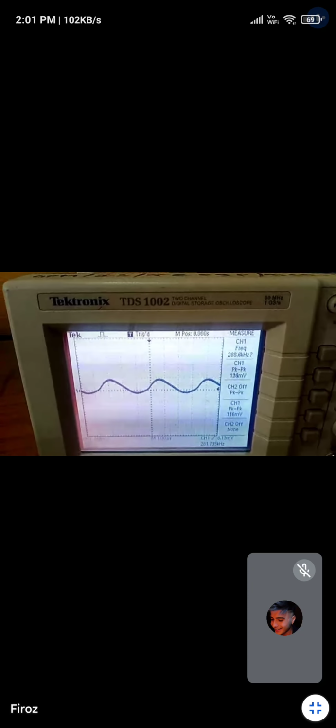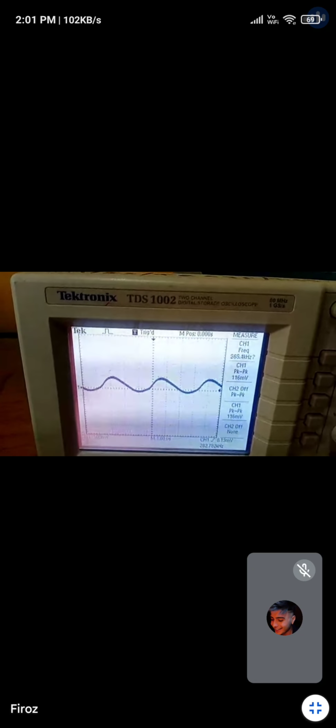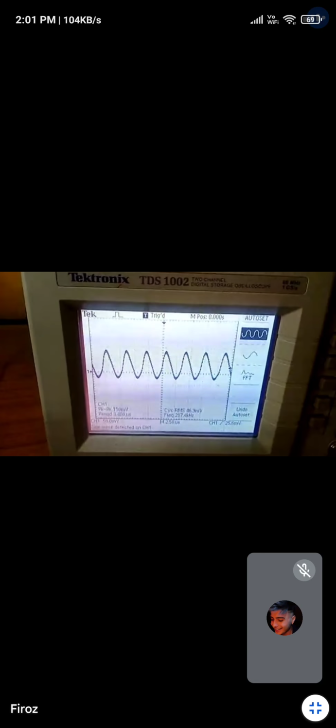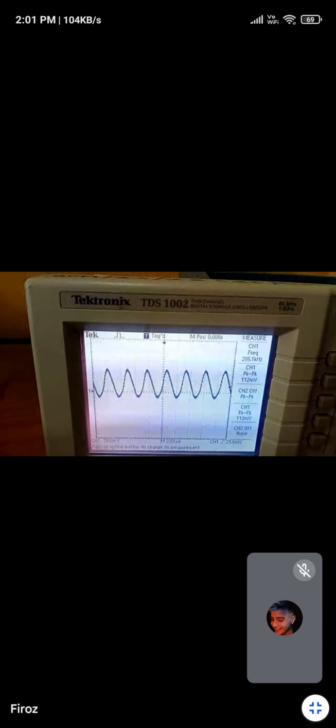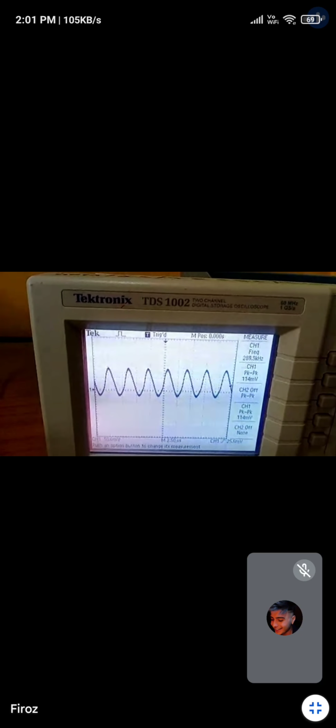You can observe the waveform here. It is again a sinusoidal waveform we are getting here, and the frequency here we are getting is 286 kilohertz. Previous frequency was 291. So here we are getting 285 kilohertz, and peak to peak voltage is 114 millivolt.